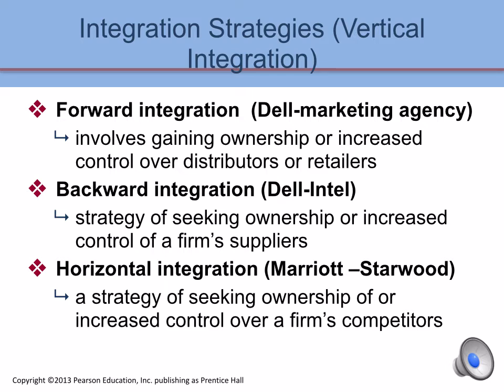Forward, backward, and horizontal integration are sometimes referred to as vertical integration strategies. All of these strategies allow a firm to gain control over distributors, suppliers, and/or competitors. Forward integration is also referred to as cutting out the middleman. So forward integration involves gaining ownership or increased control over distributors or retailers.